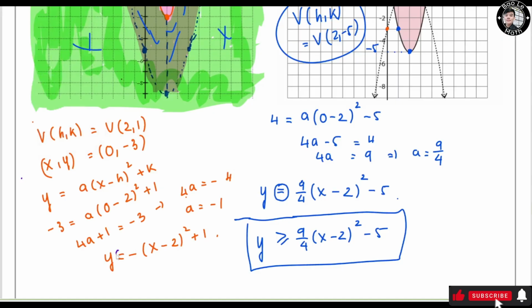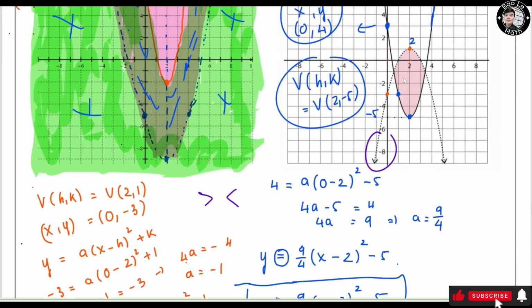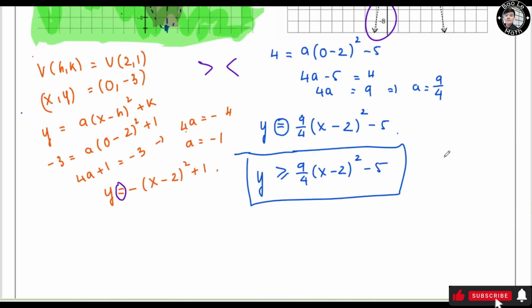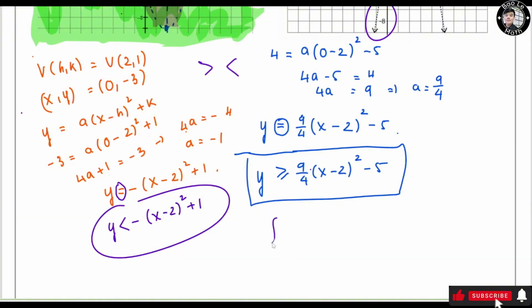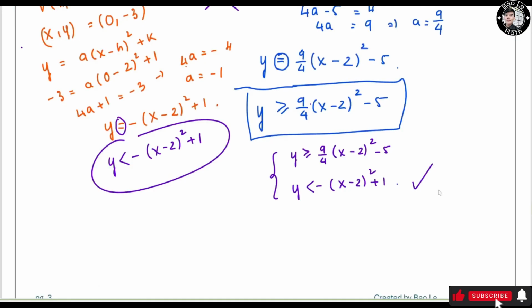Now I need to determine the inequality symbol right here. So I observe that this one is the dotted line, so my inequality symbol is either this one or this one. Now because this one is shaded below the parabola, it's going to be less than. So this becomes y less than negative (x minus 2) squared plus 1. I'm going to combine this one and this one. I have a system of quadratic inequalities.